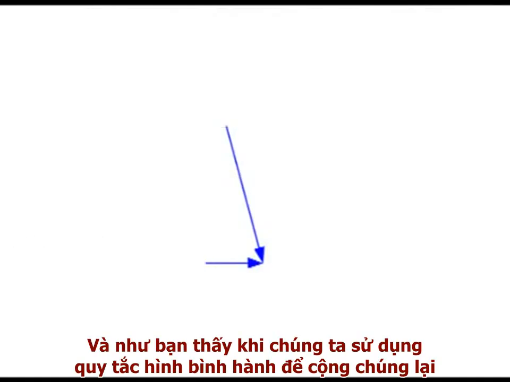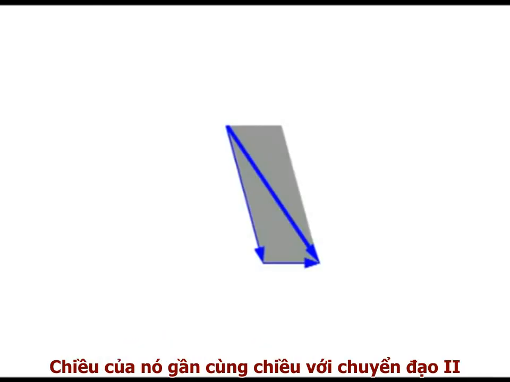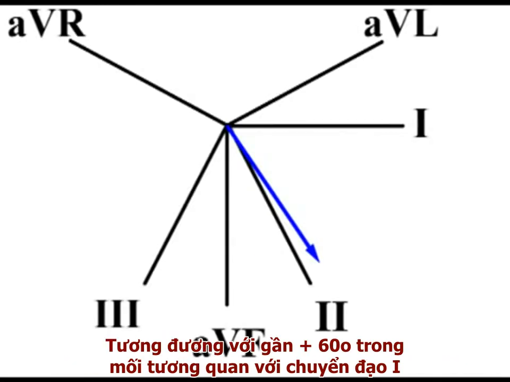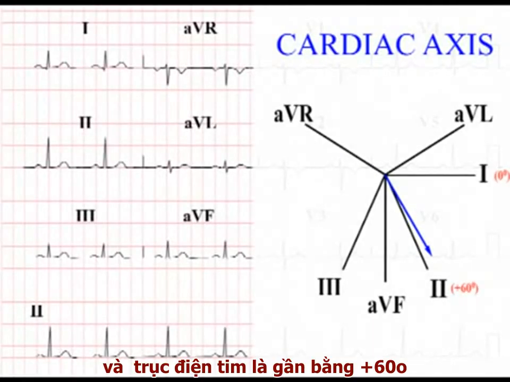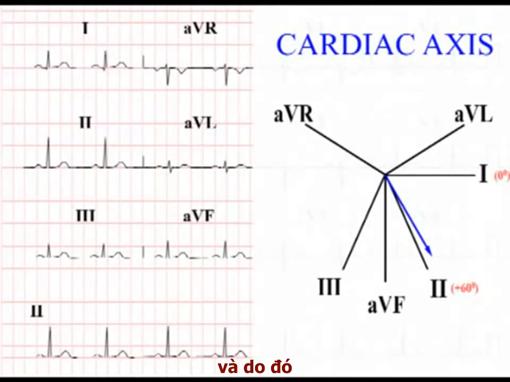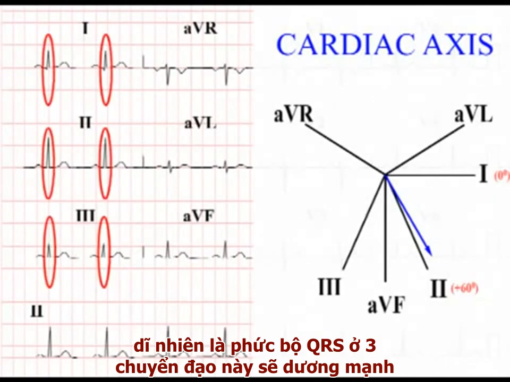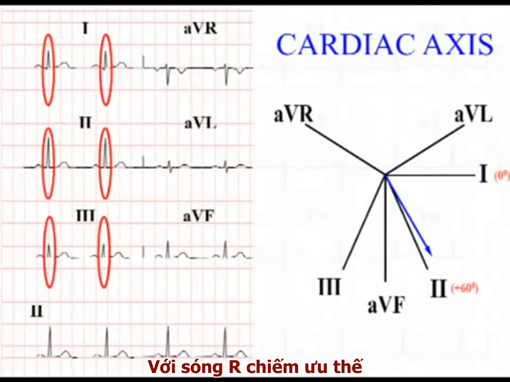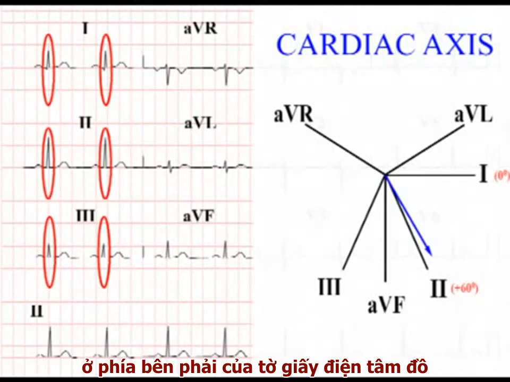As you can see, when we use the parallelogram rule to add them together, the total vector generated is traveling downwards and to the left, more or less straight down lead 2, at approximately 60 degrees relative to lead 1. With the cardiac axis close to plus 60 degrees, this is well within 90 degrees of the 3 standard leads, and in this normal situation, the QRS complexes in these three leads are strongly positive, with dominant R waves. Get into the habit of recognizing this normal pattern down the right-hand side of the ECG.